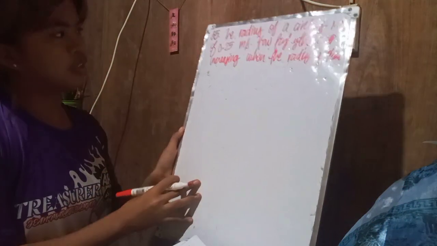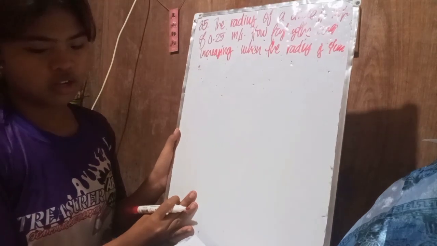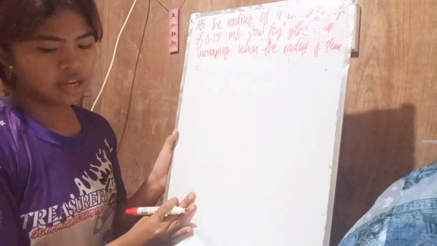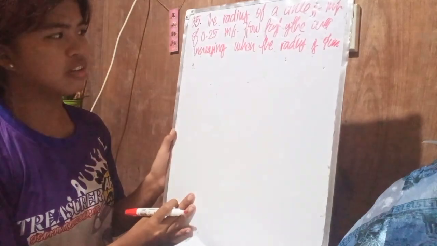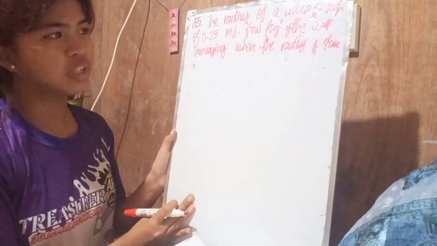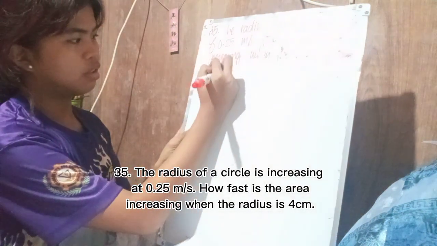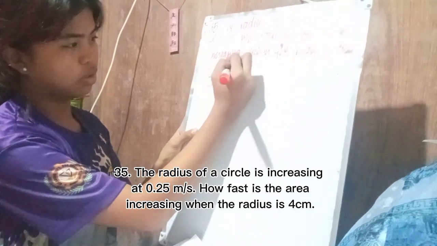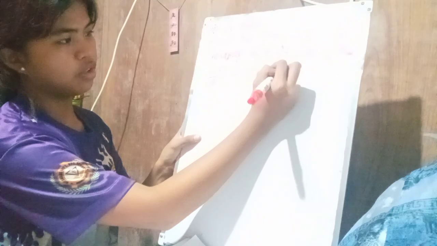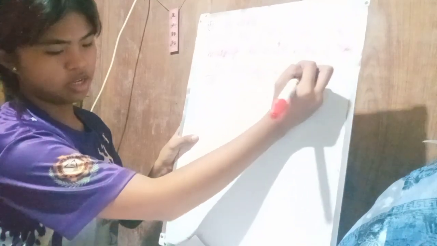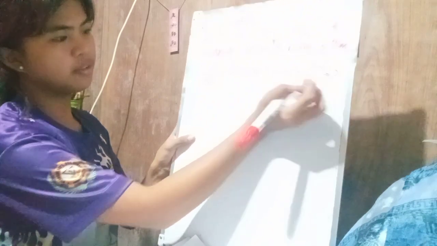Now let's move on to number 35. The radius of a circle is increasing at 0.25 meter per second. How fast is the area increasing when the radius is 4 centimeters? So dr over dt is equal to 0.2 centimeter per second, the radius is 4, and the missing quantity is the area.